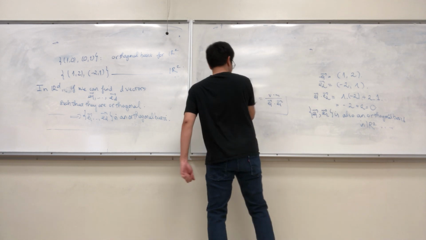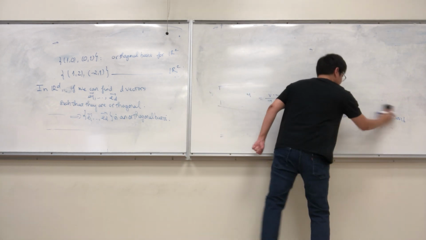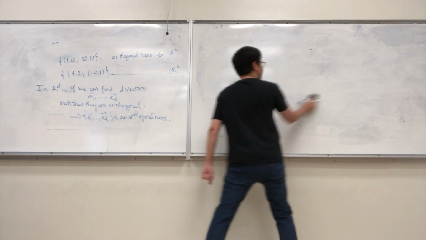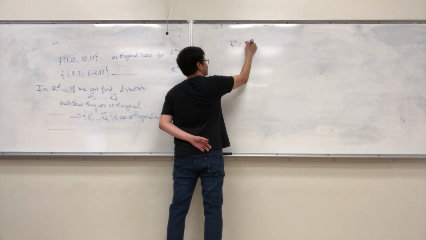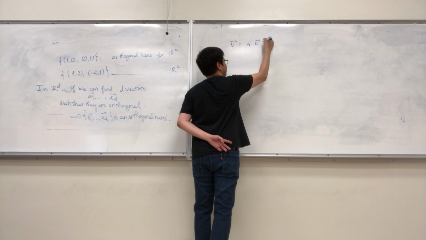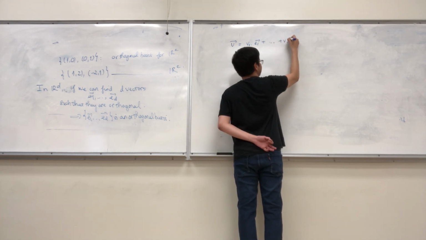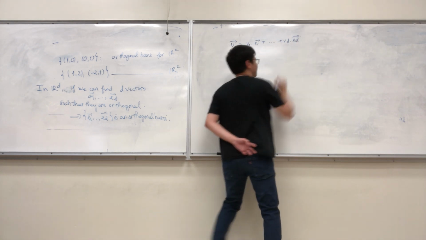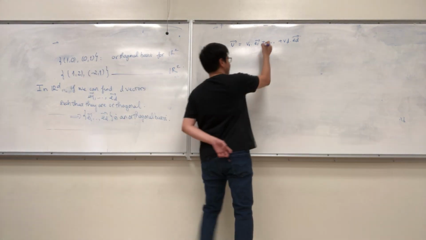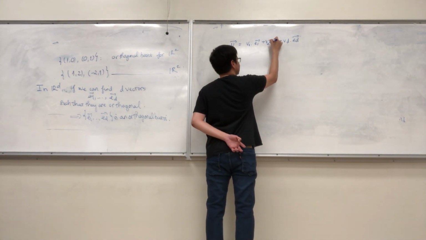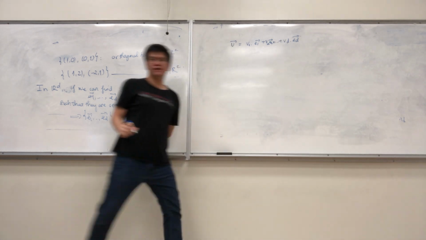So let me try to do that with E2. Now I have V, which is V1 times E1 plus ... plus VD times ED. And I want to compute V2. So how do I compute V2?